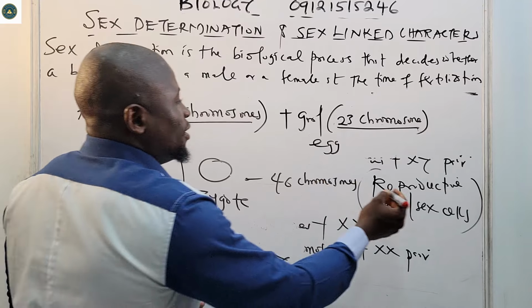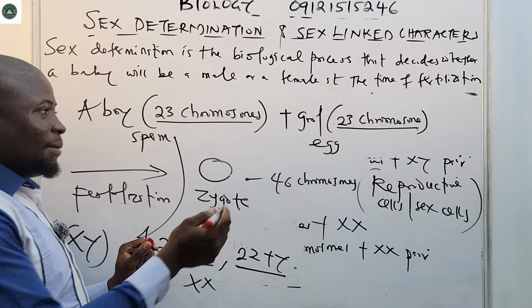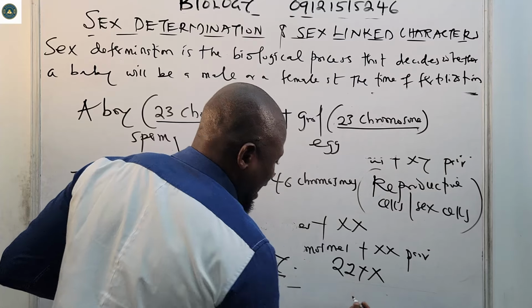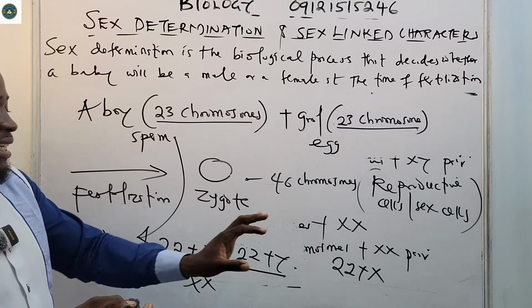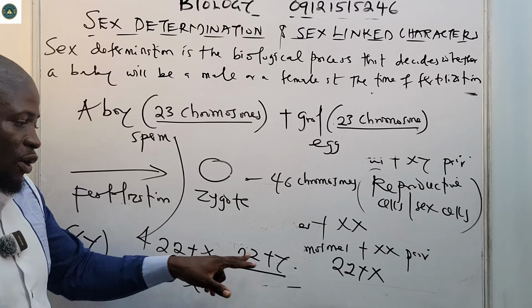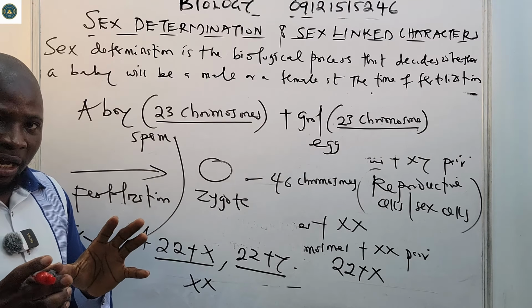Now, for the girl, because the girl has an XX pair, the egg will have 22 plus X. The only option is 22 plus X, because they have the XX pair. Why are some of the sperm carrying X and Y? Because the boys have the XY pair. I hope that is clear.